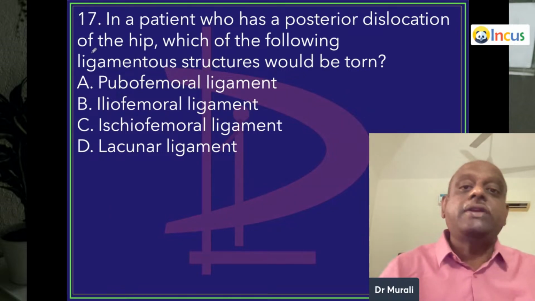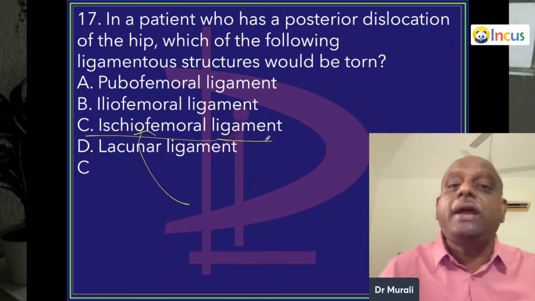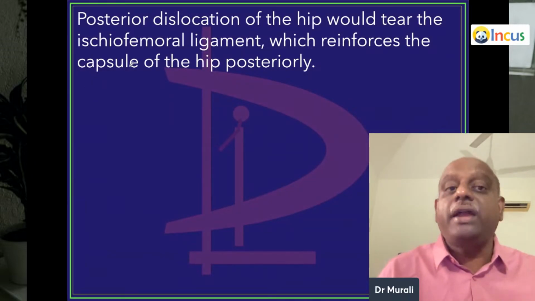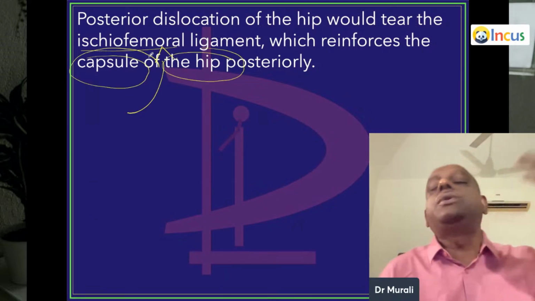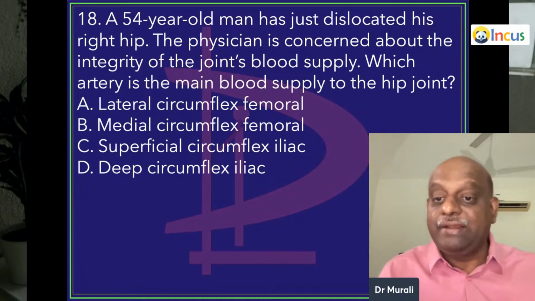The patient has a posterior dislocation of the hip. It is the ischiofemoral ligament. So, posterior dislocation will cause the tear of the ischiofemoral ligament, which reinforces the capsule of the hip posteriorly, is what you need to understand.